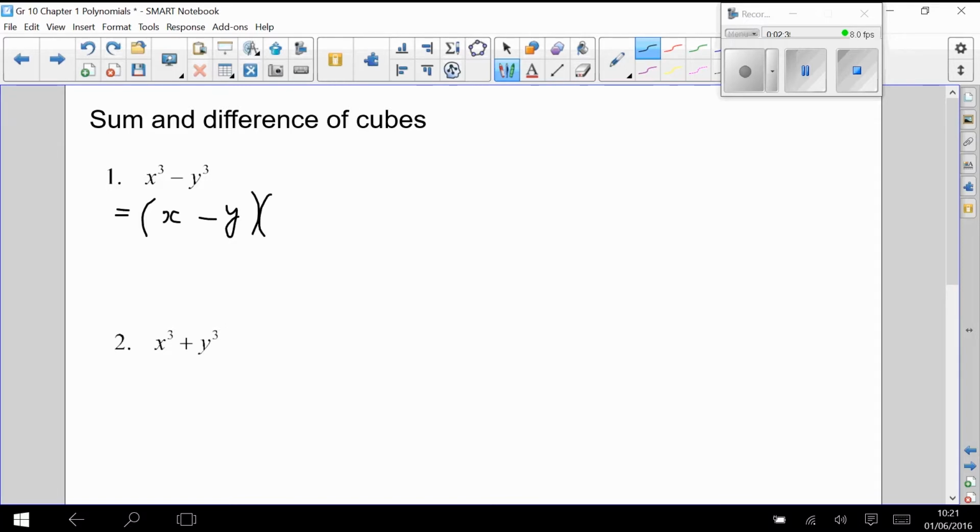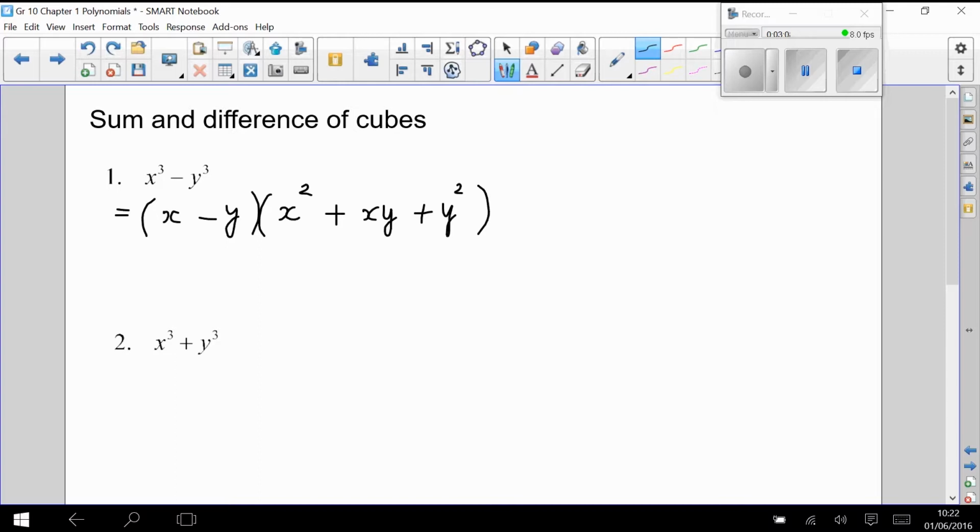Take the first term x and square it. Change your sign. As the sign was a minus, you must write a plus. Find the product of the two terms. Well, x times y is xy. For the last term, it is always a plus. And now square the last term, y squared is y squared.